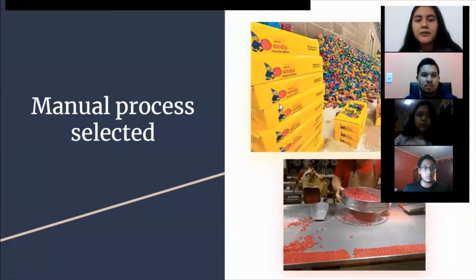Our chosen manual process is classifying candies, because it is a process in which the quantity that can be produced depends a lot on the number of workmen. That is where the need to improve the process for candy merchants arises, and even more so when demand grows.